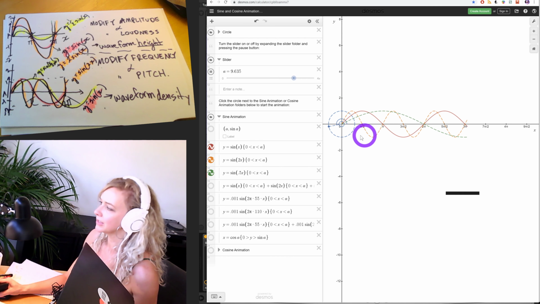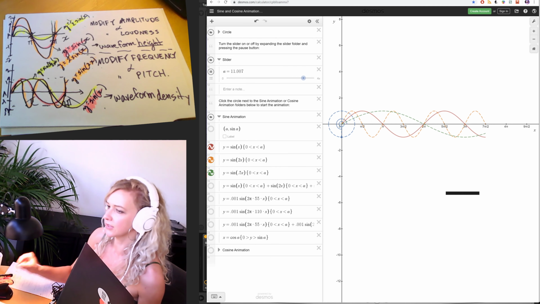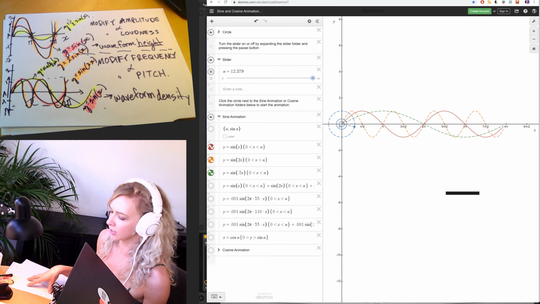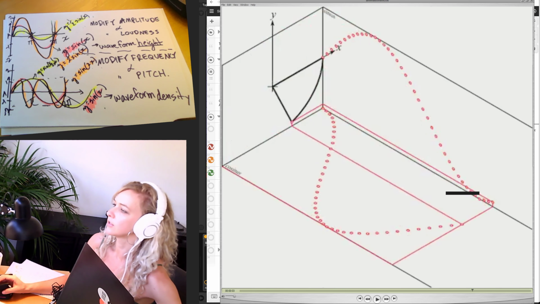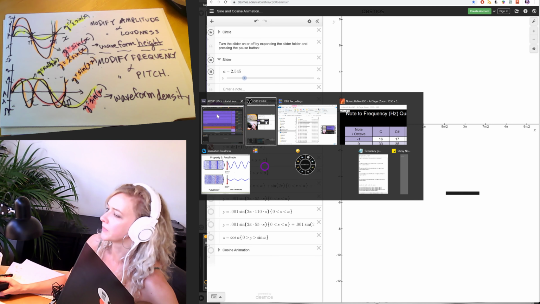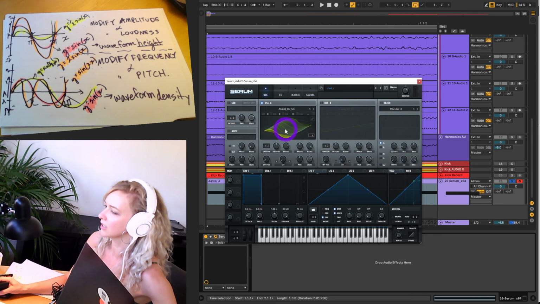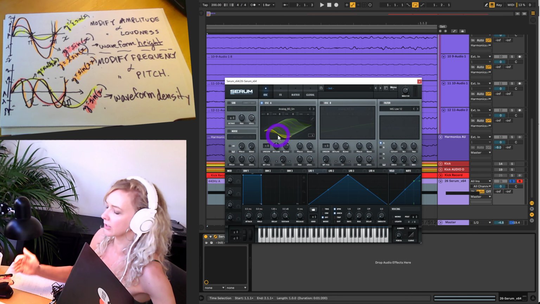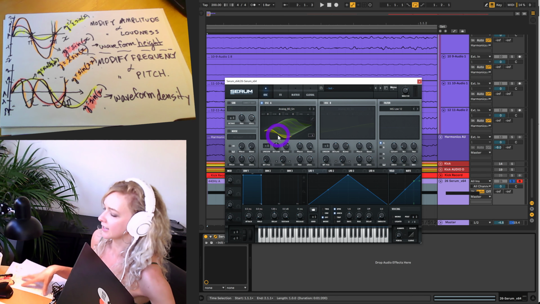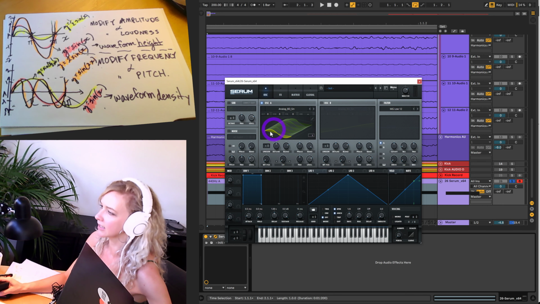Now, the reason why we're interested in this is because you can add these three sine waves on top of each other. And that's what you can do in Serum with this. It's called additive synthesis. So basically making wavetables or resulting waveforms by combining different graphs with each other.